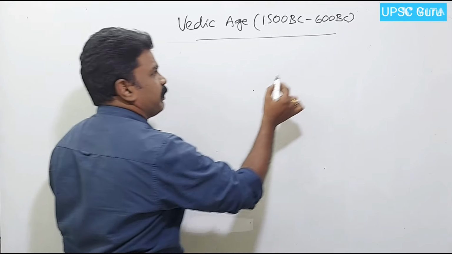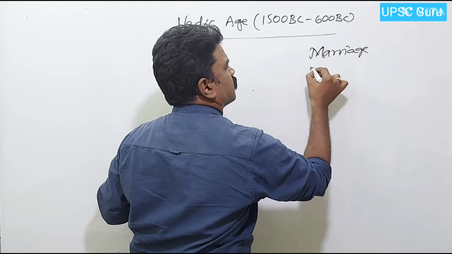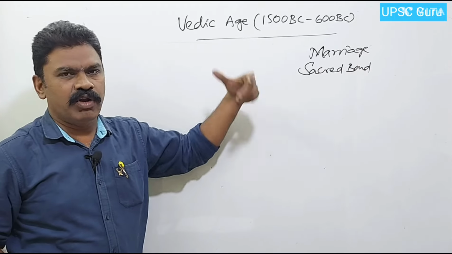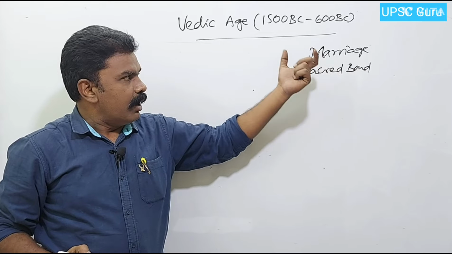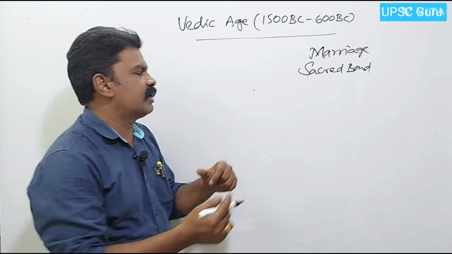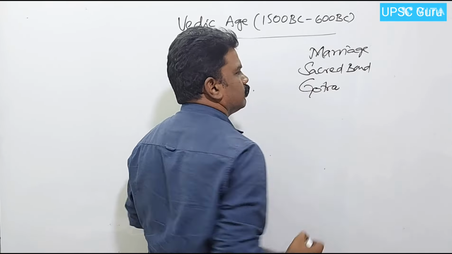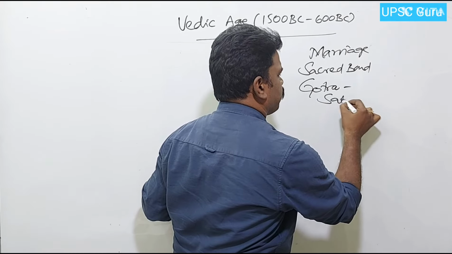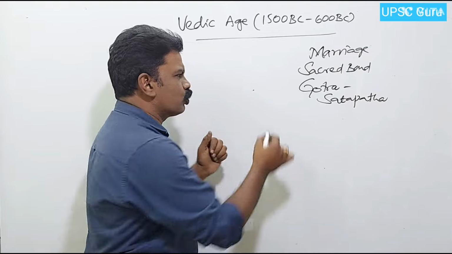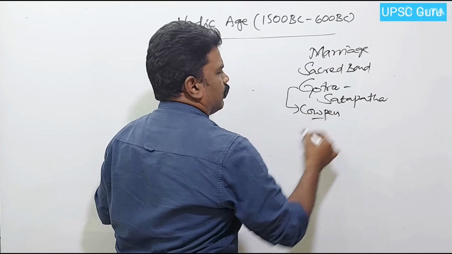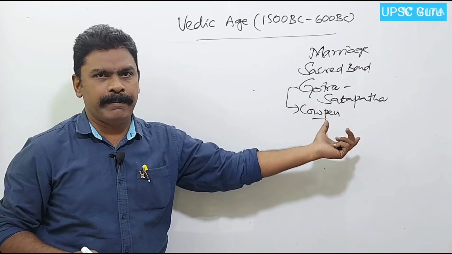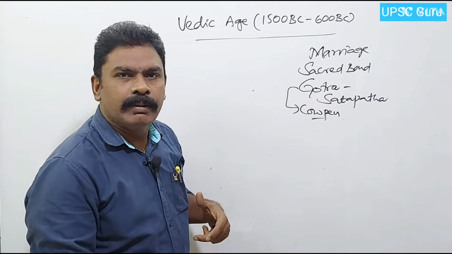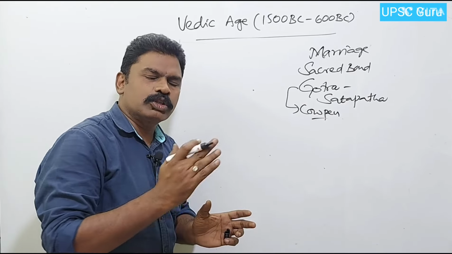By the later Vedic period, marriage became a sacred bond. Once married, both should live lifelong. Marriages were practiced based on gotra. A new word, gotra, emerged. Gotra was first mentioned in the Satapatha Brahmana. What is gotra? Gotra is a cow pen. It was the family order. Based on the gotra, marriages would happen. Same gotra people, swagotra people, will not marry. Different gotra people will marry.